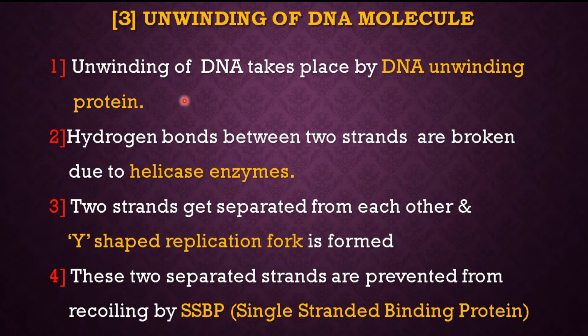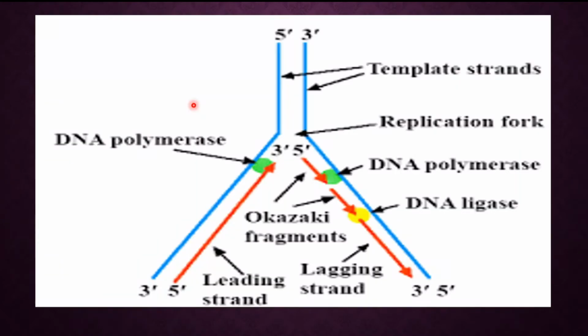See, everywhere an enzyme is responsible. If winding is there, some enzyme is required; if unwinding is there, some enzymes are required. So what is the first step? Unwinding of DNA takes place by DNA unwinding protein. Initially this is highly coiled. As soon as the replication starts, this part undergoes uncoiling due to an enzyme called DNA unwinding protein.